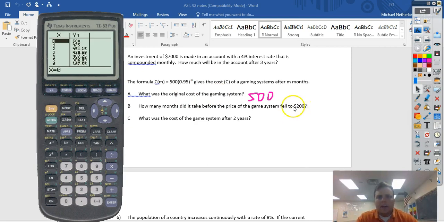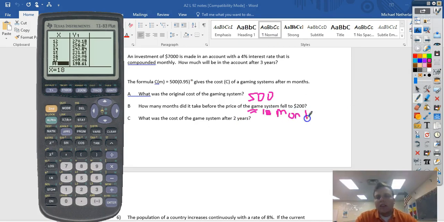This time, what's my output value? 200. I just want to know how many months it took for it to fall to $200. And you can approximate. I'm not concerned. It took about 18 months. And that's fine with me. We're just going to approximate that it was 18 months.